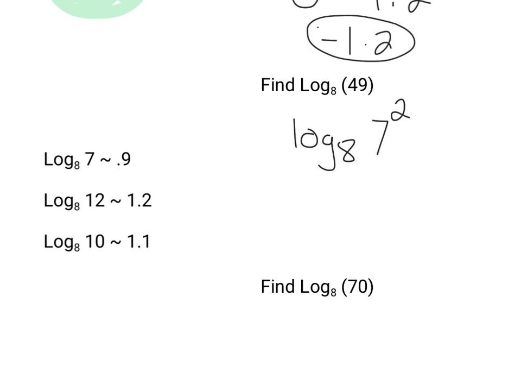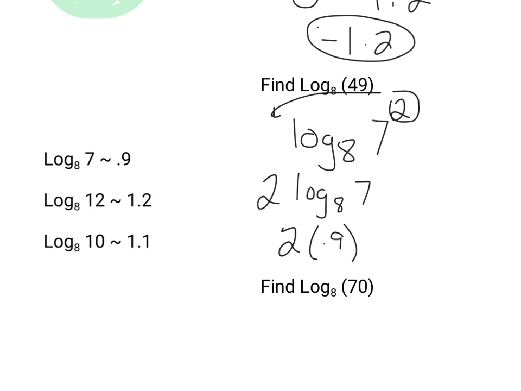Now my power of a logarithm rule tells me that I can take this exponent and move it out front. So I can rewrite this as 2 times log base 8 of 7. And I know what log base 8 of 7 is. Log base 8 of 7 is 0.9. So this is really 2 times 0.9, which I can evaluate as 1.8.